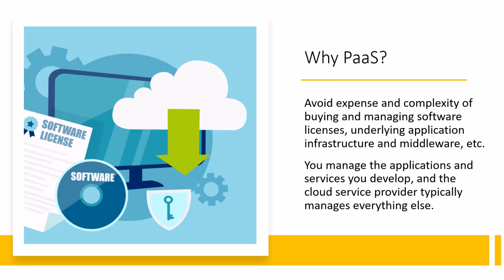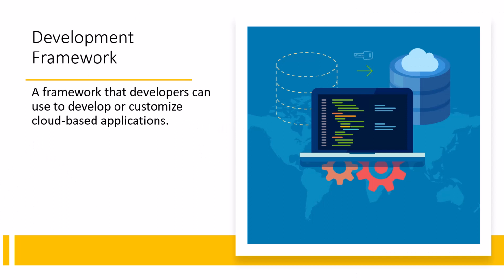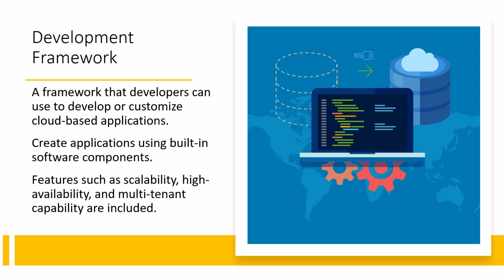Now, some common Platform as a Service scenarios include things like development frameworks and analytics or business intelligence. For example, Platform as a Service provides that framework that, as a developer, you can build upon to develop or customize cloud-based applications. It even includes features like scalability and high availability. So what that does is it reduces the amount of coding that developers need to do to create these cloud-based applications.